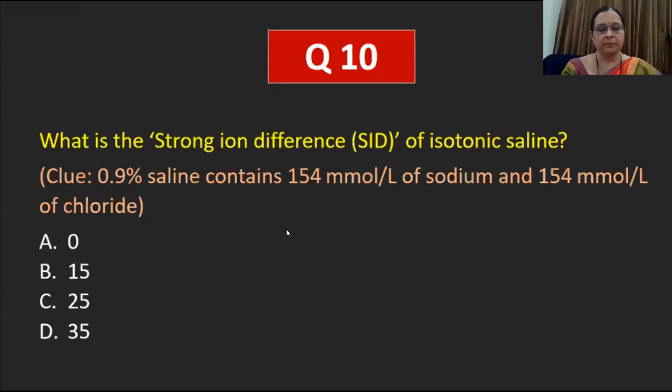So that's a very easy question, isn't it? I've also given the clue. Yes, you're right. It is 0. So coming to the question, we're giving equal amounts of sodium and chloride into the plasma. Why is the patient developing acidosis?